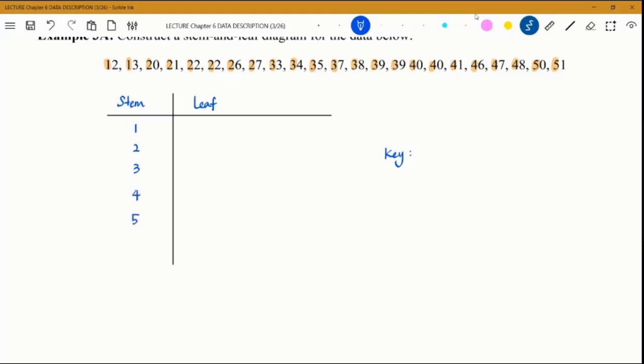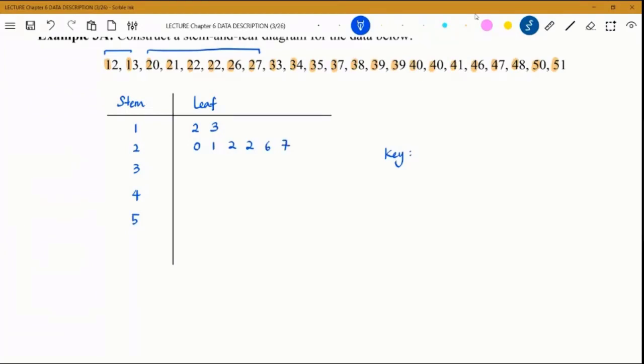Okay, so for the leaf, starting with the 1, we're going to put the second digit on the leaf, on the right hand side. We have 2 here and 3. So this one represents 12, this one represents 13. Okay, and then for the first digit 2, we have 0, 1, 2, 2, 6, 7. So we put 0, 1, 2, 2, 6, 7. No need to put the comma in between the numbers.